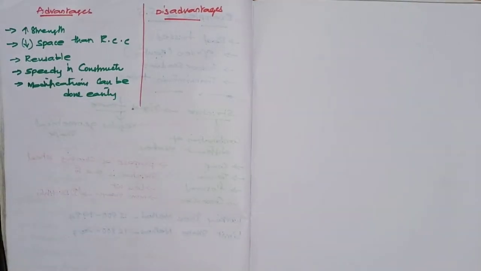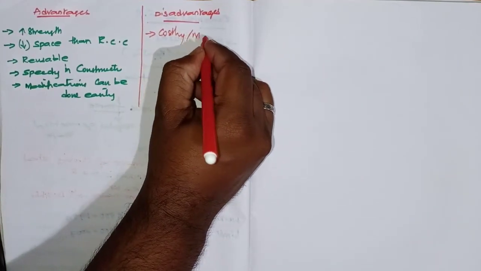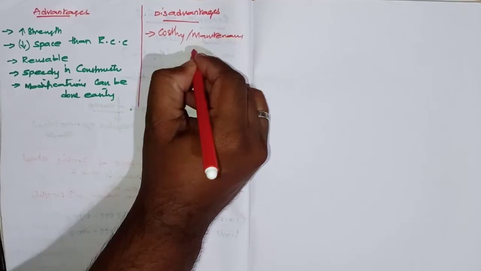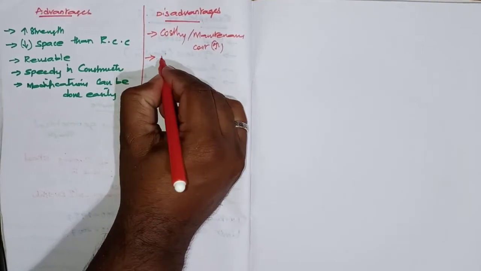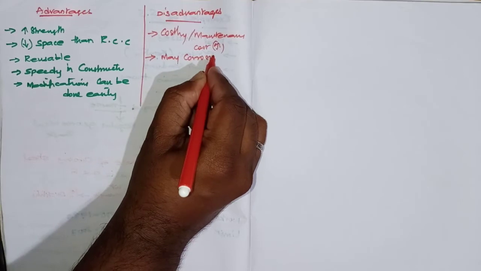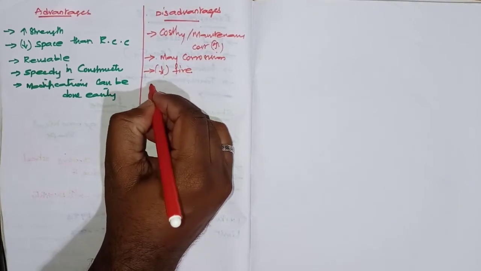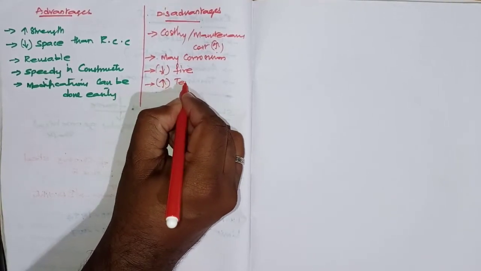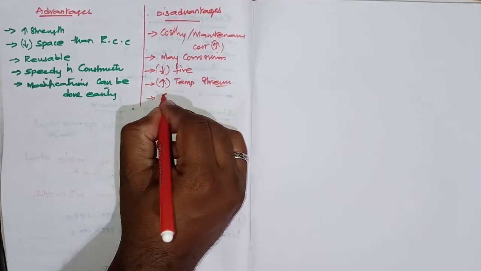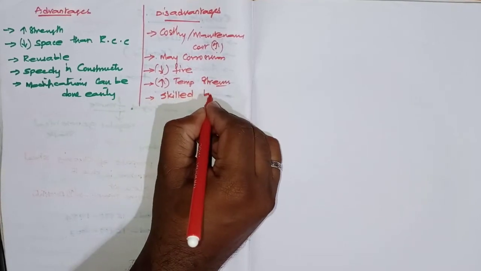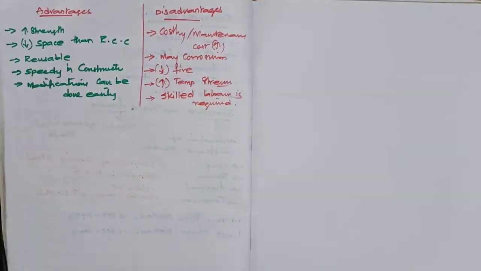Coming to the disadvantages, it is somewhat costly, and if proper care is not taken, maintenance cost will be high. Corrosion may occur, and it has low resistance to fire. Next, high temperature stresses because of low fire resistance, and when molding, skilled labor is required. This is regarding the advantages and disadvantages of the steel structure.